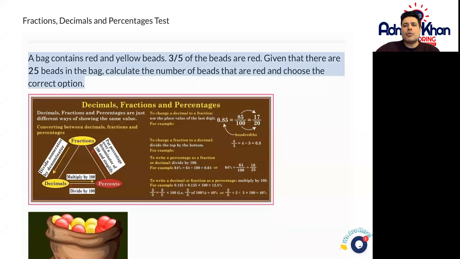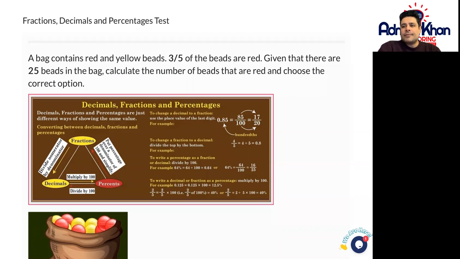So a bag contains red and yellow beads. 3/5 of the beads are red. Given that there are 25 beads in the bag, calculate the number of beads that are red and choose the correct option. Okay, so in this case, let's work this out first of all.